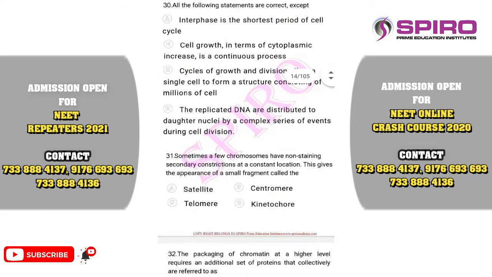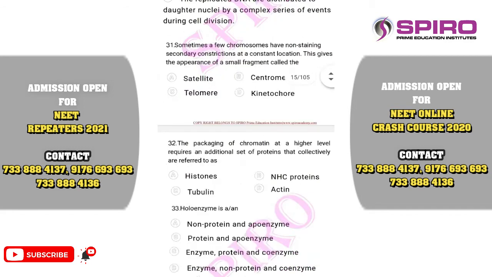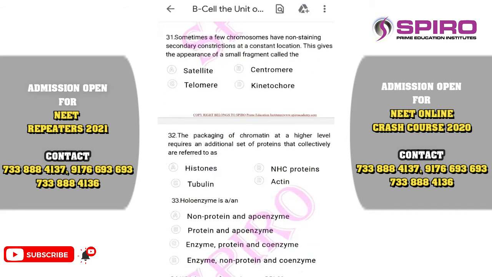So question number 31. Sometimes a few chromosomes have a non-staining secondary constriction at a constant location that gives the appearance of a small fragment called.